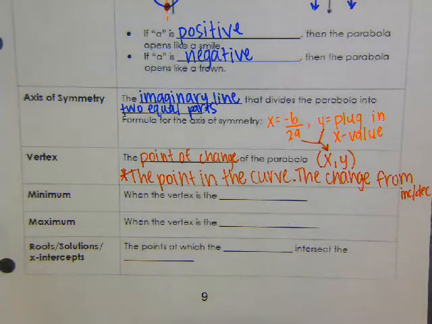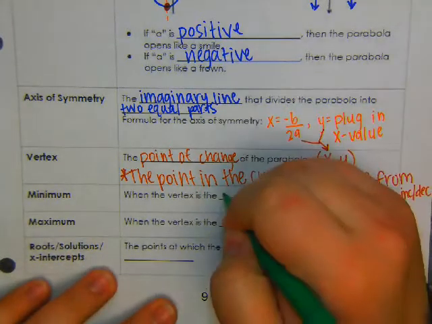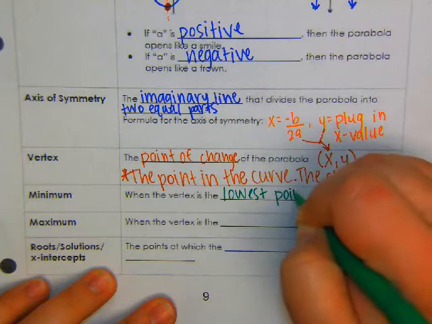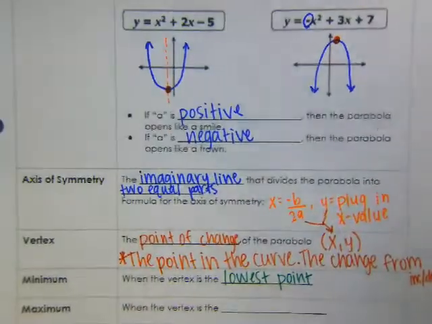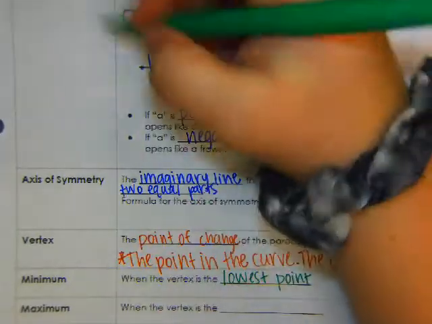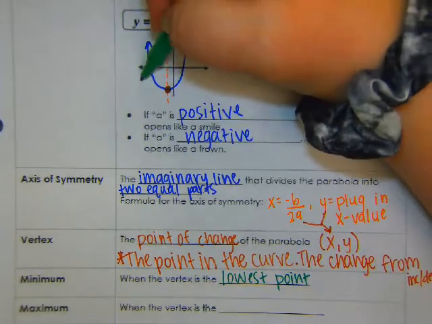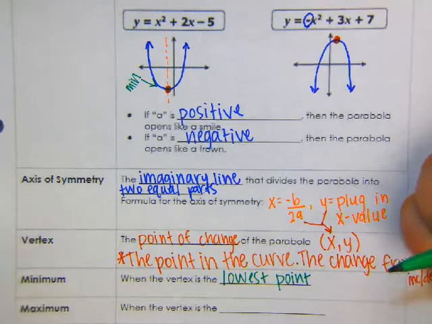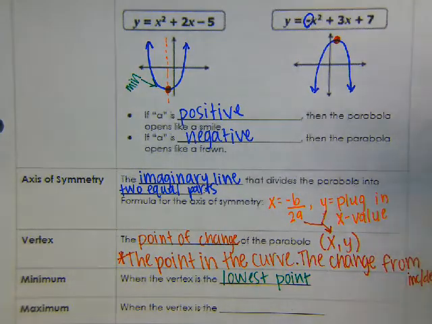Okay, next we have what are called a minimum and a maximum. So the minimum is where the vertex is the lowest point on your graph. So the minimum between these two, this one right here on the left, this one has a minimum because it is the lowest point that my graph will ever reach.